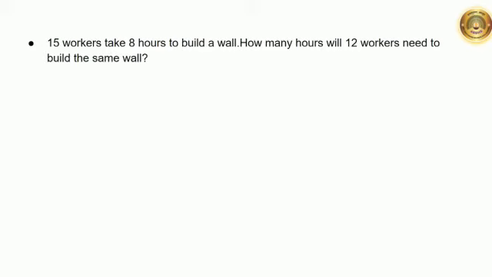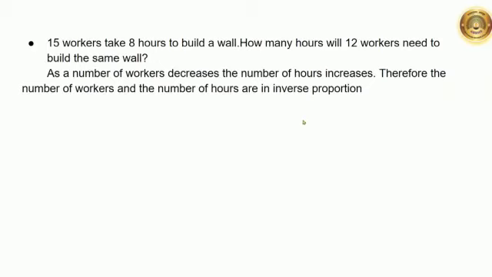Let's see another example. 15 workers take 8 hours to build a wall. How many hours will 12 workers need to build the same wall? So here we see that the number of workers has reduced. That means you will need more time to complete the task. As the number of workers decreases, the number of hours increases. Therefore, the number of workers and the number of hours are in inverse proportion.